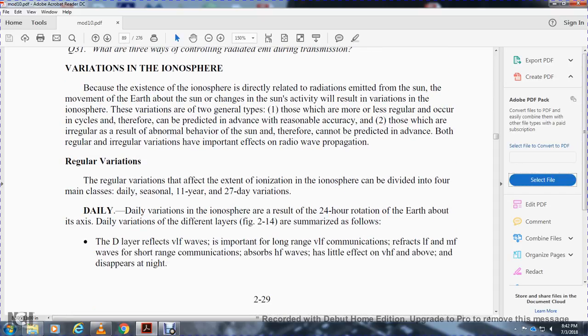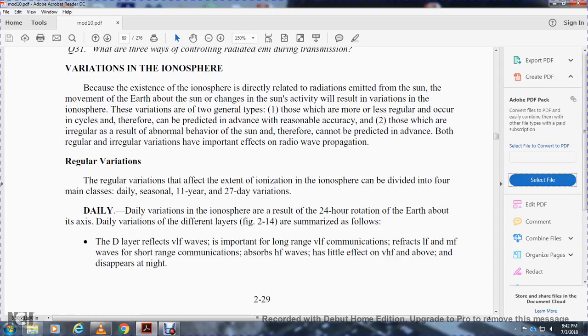Regular variation. Regular variations affect the extent of ionization in the ionosphere and can be divided into four main classes: daily, seasonal, 11-year, and 27-day variations. Daily variation of the ionosphere results from the 24-hour rotation of the Earth about its axis. Daily variation in the different layers is summarized as follows.